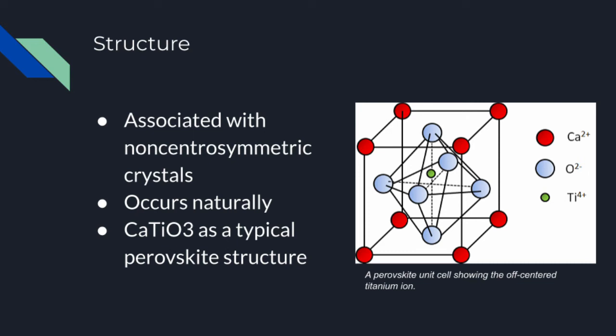When the crystal is subjected to an electric field, it also results in a relative shift in the position of the titanium ion, leading to the distortion of the unit cell and making it more or less tetragonal. This is the source of the inverse effect.